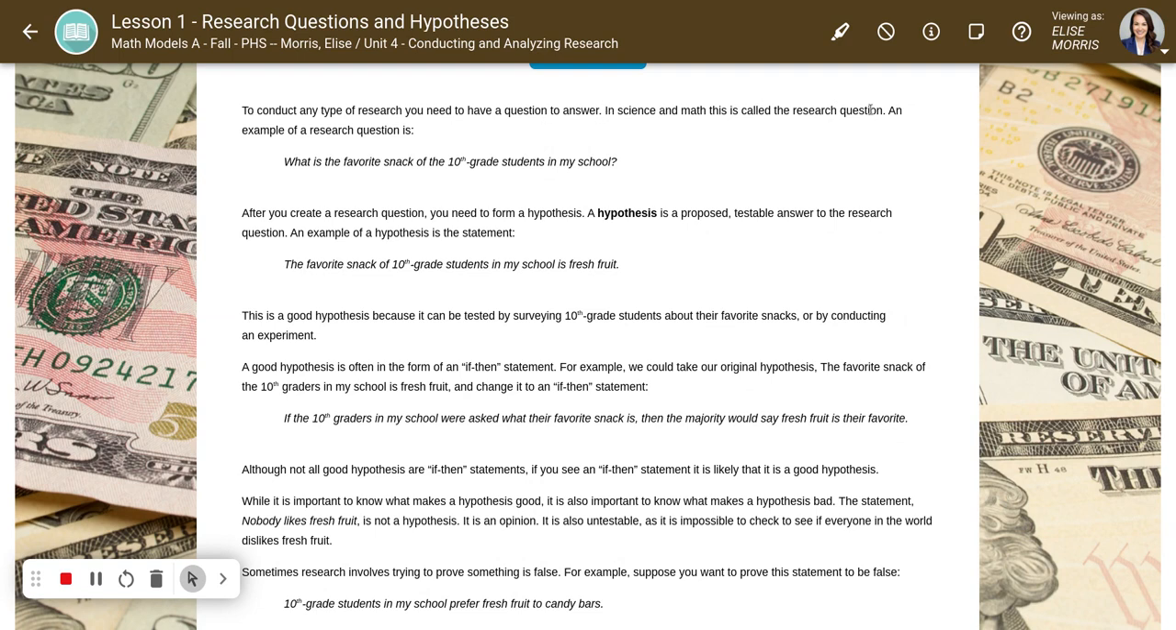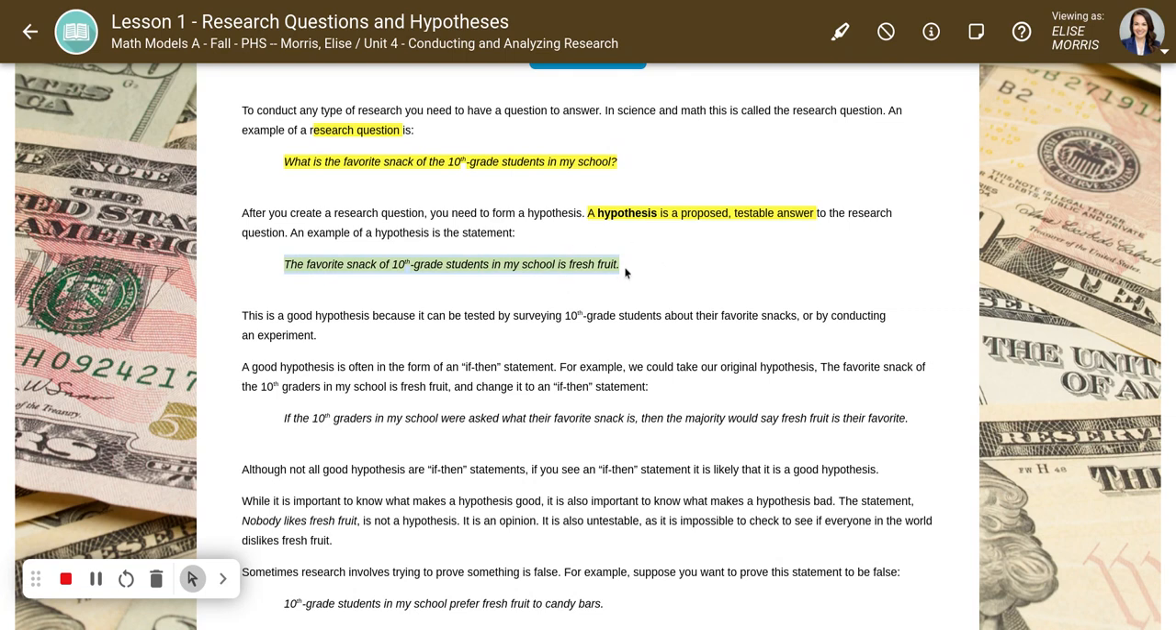So this would be called the research question. Here's an example. Let me highlight that. Okay, research question. What is the favorite snack of the 10th grade students in my school? So it's something you're interested in researching for whatever reason. So if you have this question that you want to research, you're going to then need to come up with a hypothesis. The hypothesis is, above all, it's testable. Okay, so for this research question, our hypothesis that is testable, that's related to that question, is this. The favorite snack of 10th grade students in my school is fresh fruit.